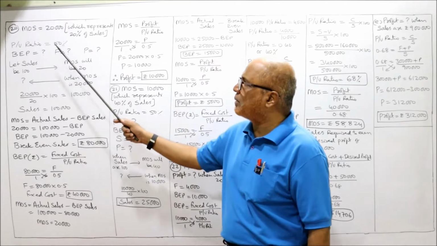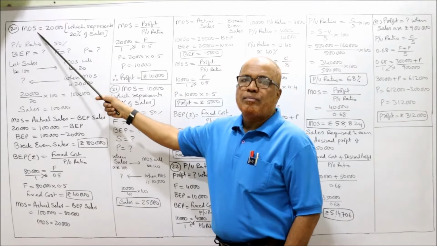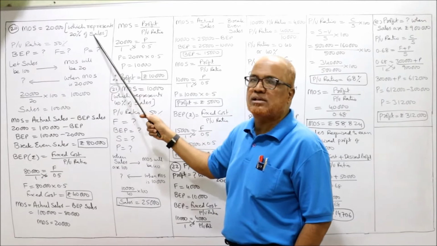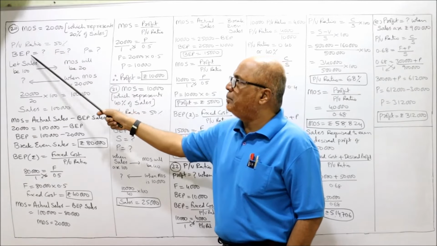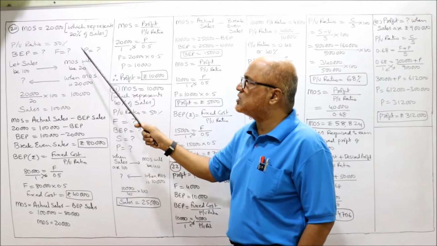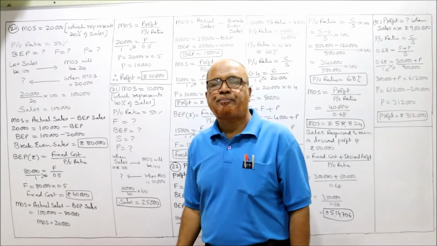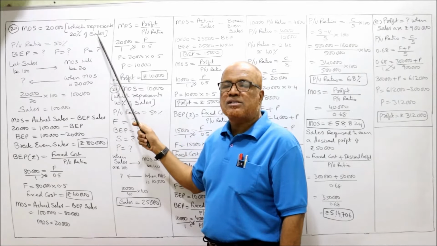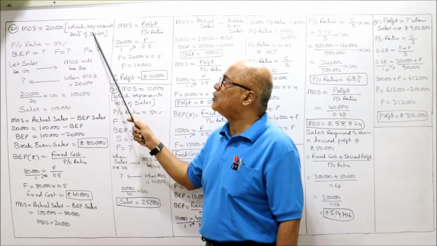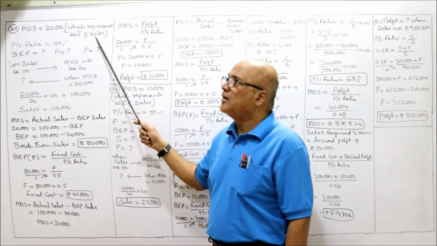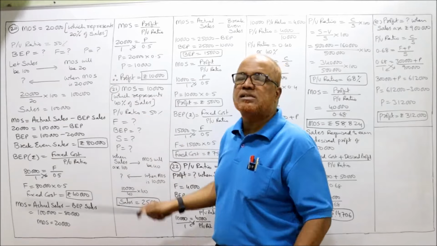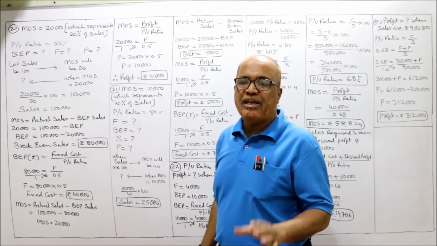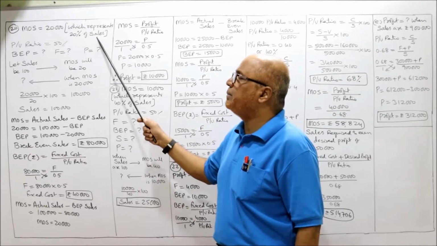So what information is given in the problem? First I will write it down. MOS, margin of safety, is given 20,000, which represents 20% of sales. PV ratio is given 50%. BEP, fixed cost, profit: these three things we have to find out. Now see carefully. MOS is given 20,000, which is 20% of sales. By using this information, we can find out sales. The meaning of 'which represents 20% of sales' is that if sales are 100 rupees, MOS will be 20.